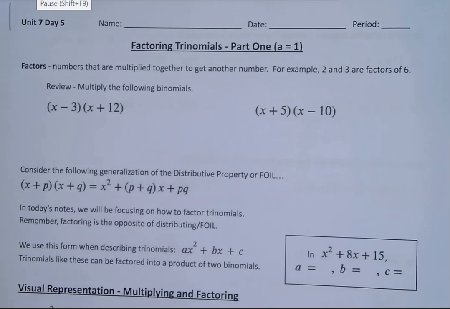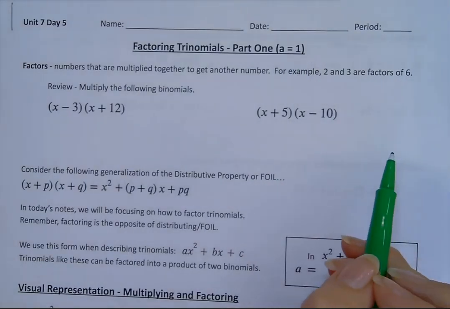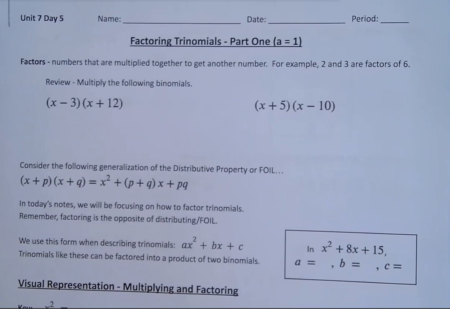All right, Algebra Honors. This is our Unit 7, Unit on Polynomials, and this is Day 5. We're going to be factoring trinomials today, and we're actually going to be factoring trinomials in our next lesson. Today is Part 1, where a equals 1. A is our leading coefficient, and I'll remind you of what that is in a moment. So, just a quick warm-up review.